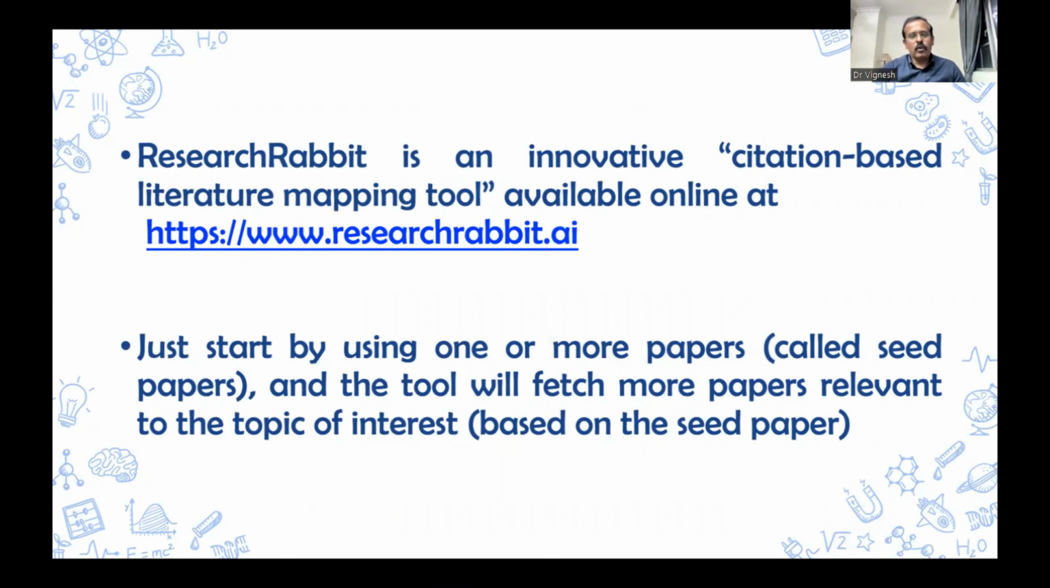What you need to do is pick one particular paper or article. They call it the seed paper. It could be a paper that is more relevant and more similar to what you are doing. You just need to add that particular paper, and this rabbit will bring all relevant papers to you based on that. I'll show you a demo.